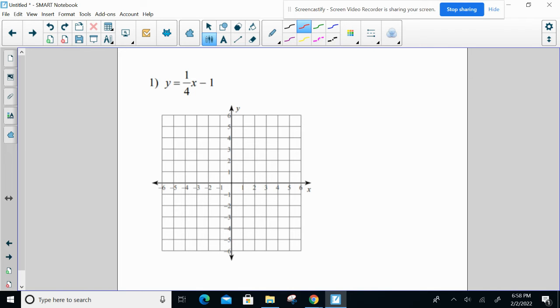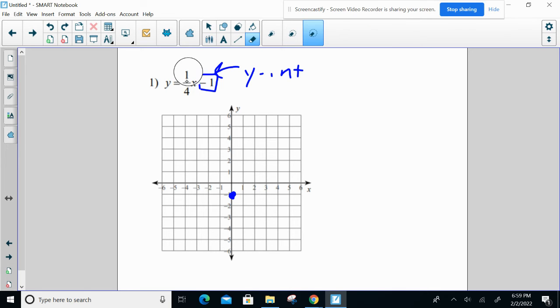But let's identify our parts and just put them on the graph. Start with the y-intercept. -1. The sign out in front always goes with it. So -1's our y-intercept. So I'm going to put that point right there. Okay. It is a point on our line.